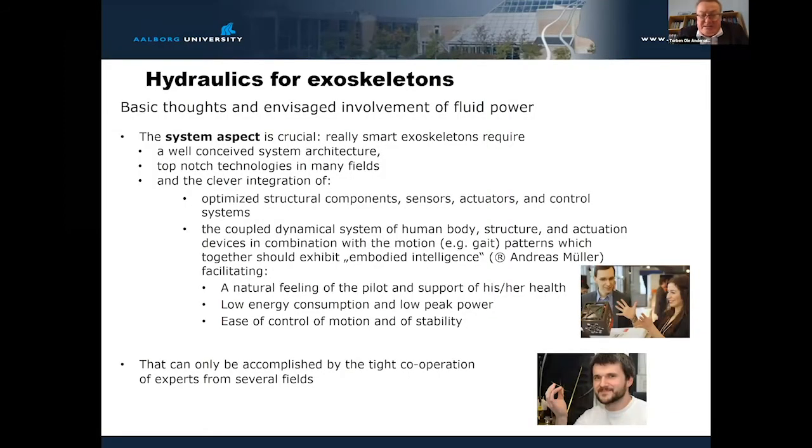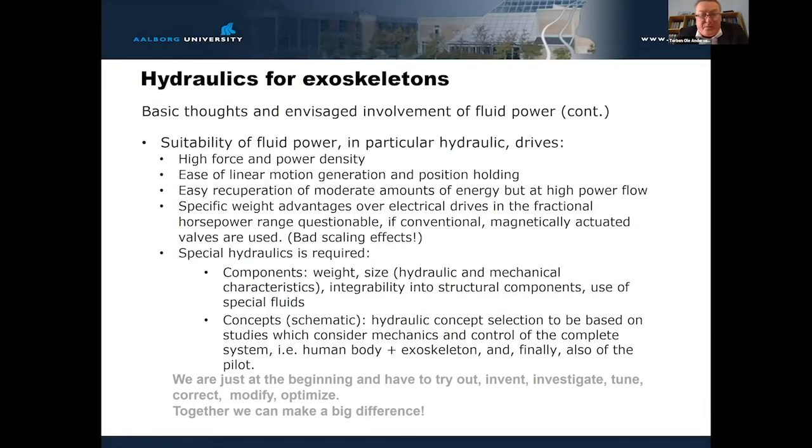These are some of the things that are said here. Optimize structural components, the coupled dynamics of human body and structure, and low energy consumption and ease of control of motion. So we really need an interdisciplinary group to work on this one, and that's why we have both Finland in it, which is known for developing very small actuators, but also the guys in Linz in Austria, who are also experts in these actuators, and they have started the project here.